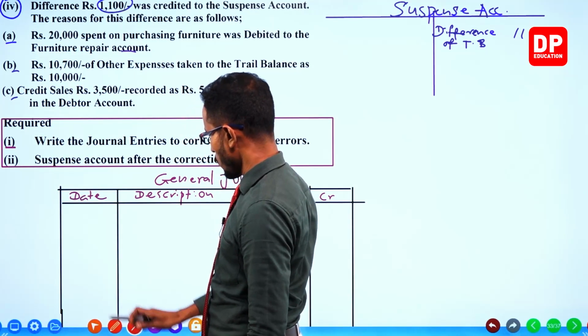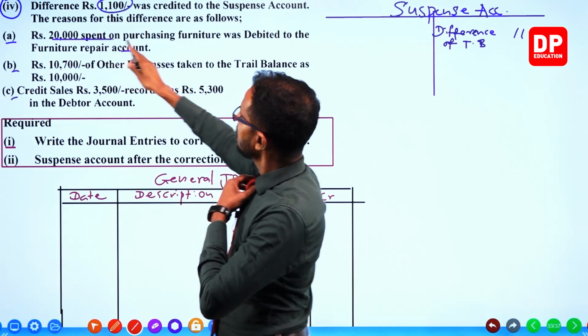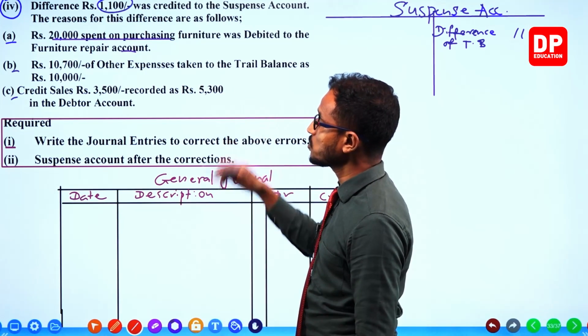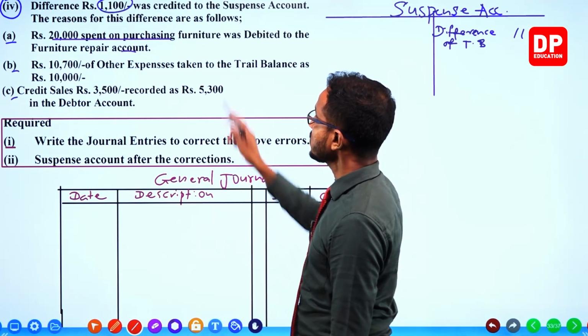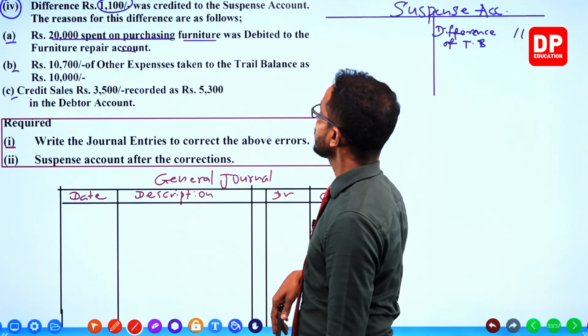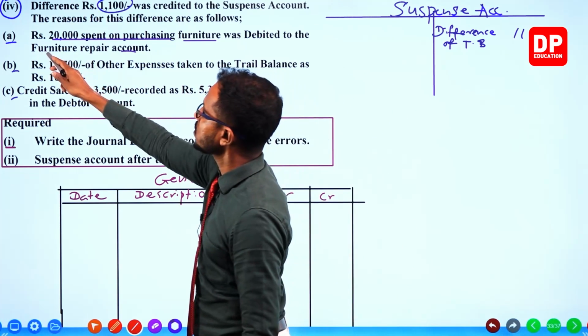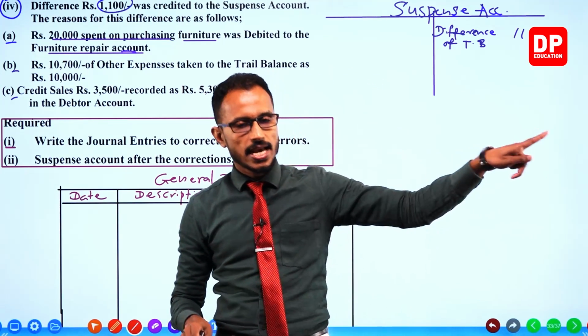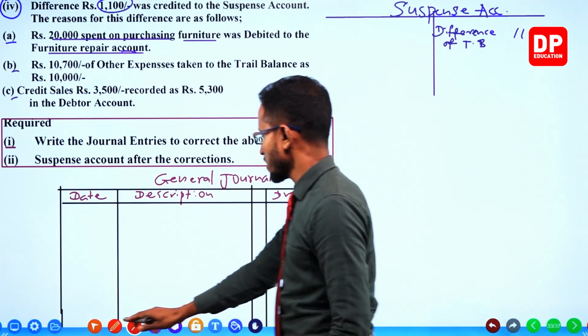20,000 was spent for purchasing furniture. That means it's an asset. Asset account should be debited. But instead of furniture account, it was debited to repair account. Remove it from the repairs account. So credit the repairs account.